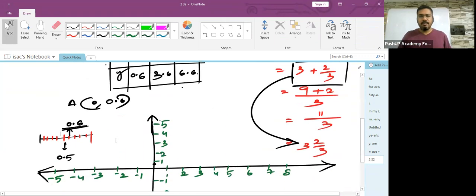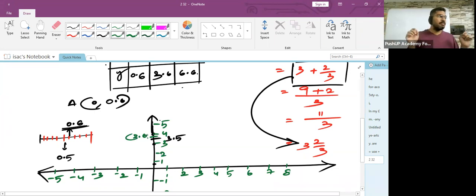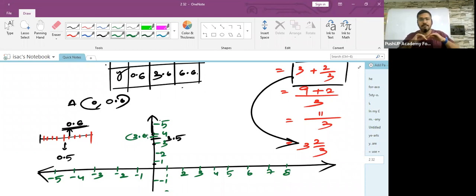Fine. Then 3.6. Where will 3.6 come, children? This is your 3.3, this is your 3.4, sorry, this is your 3.5. So 3.6 will come just after 3.5. This point will be 3.6. It's just an approximation. Please keep that in mind. This is not a perfect graph. This is an approximation of the graph.